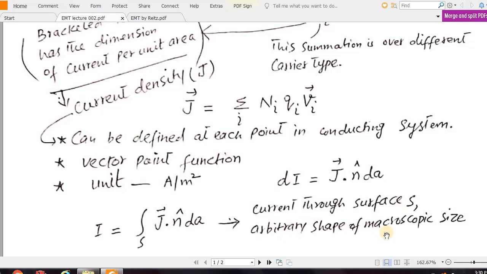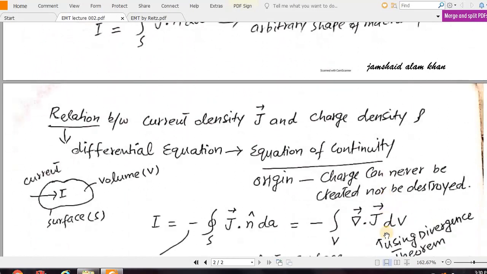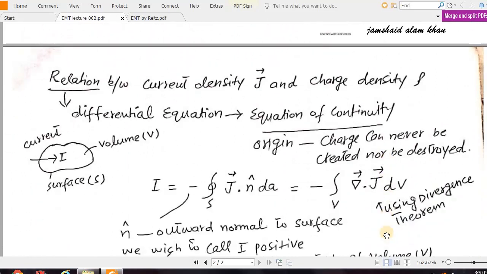Now, I am going to establish a relationship between current density J and the charge density rho. These two terms are not independent but are interlinked with each other. This relation is represented by a differential equation, and that differential equation is known as the equation of continuity. The origin of the equation of continuity lies in the law of conservation of charge, stated as: charge can never be created nor be destroyed.